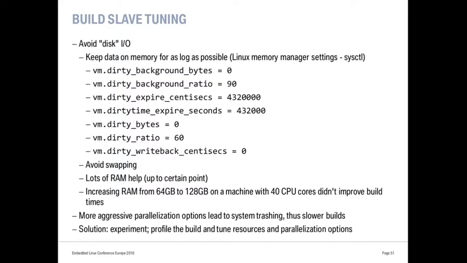And also basically we want to avoid swapping as much as possible. Lots of RAM helps up to a certain point, but for example, on our machines, we tried to upgrade from 64 gigabytes of RAM to 128 gigabytes of RAM with 40 CPU cores, and build times did not improve at all. More aggressive parallelization options easily lead to system thrashing and thus actually slower builds. So our solution has been basically to experiment with our build profile, tune the parameters, and actually measure the results.